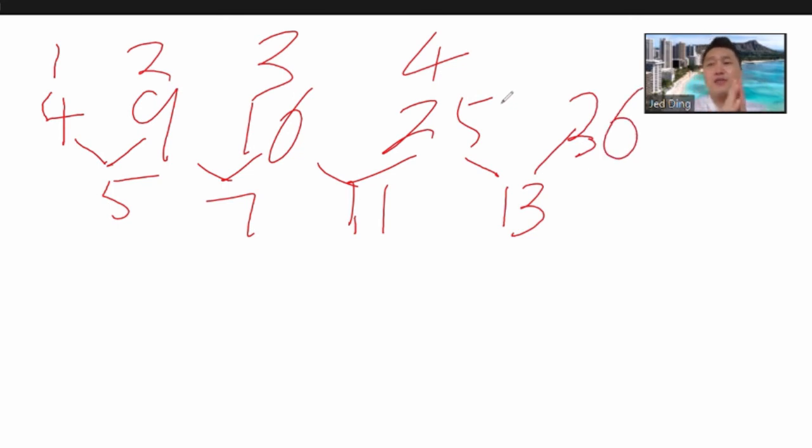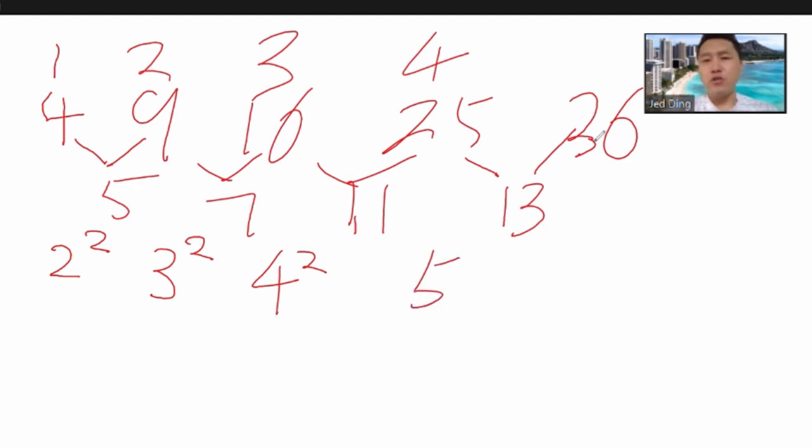However, this doesn't really help us. This is a little bit harder because we need to take a deeper look at these numbers. 4, 9, 16, 25, 36. In addition to the differences, what do they look like? Number 4 looks like 2 squared. Number 9 looks like 3 squared. Number 16 looks like 4 squared. Number 25 looks like 5 squared.